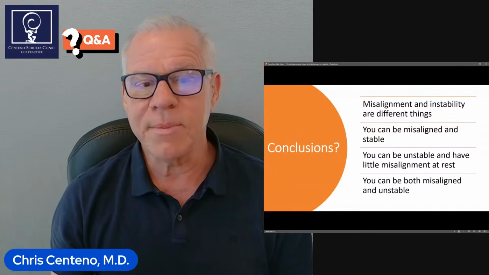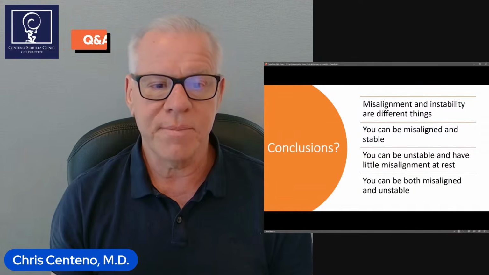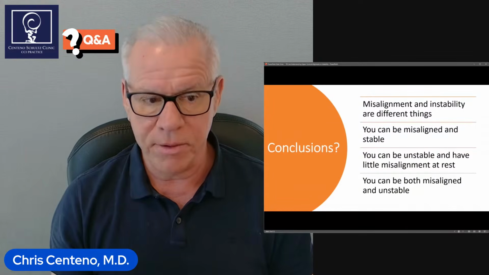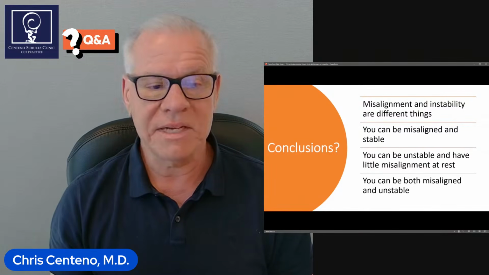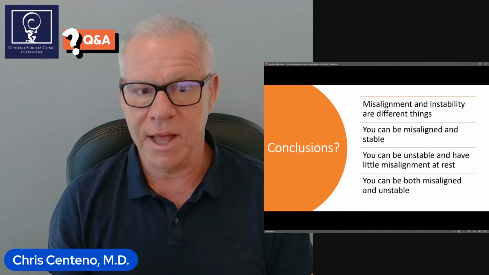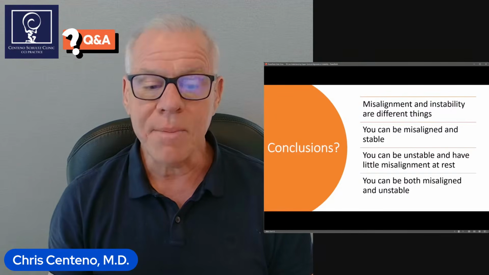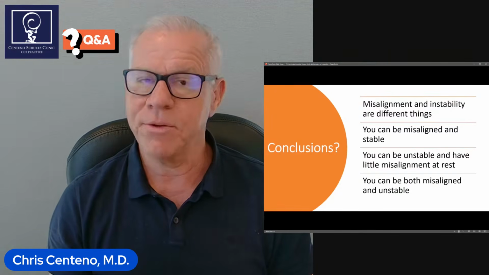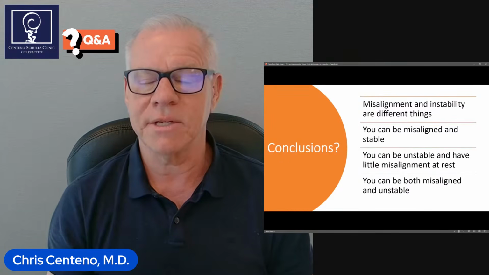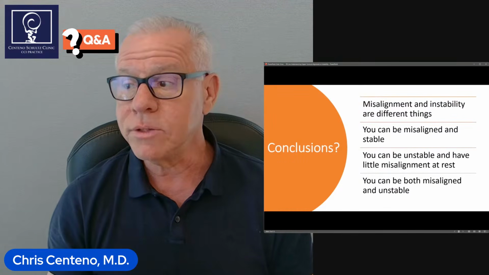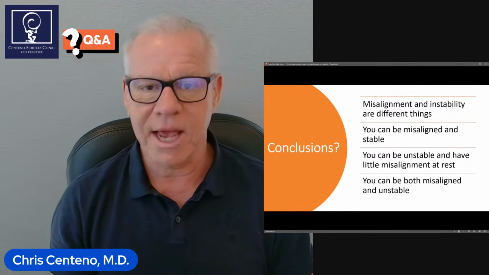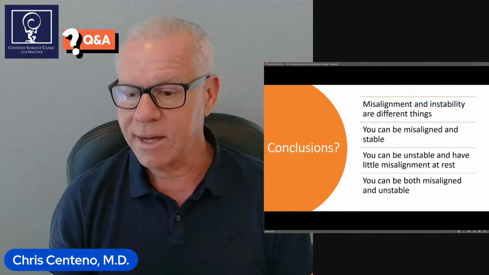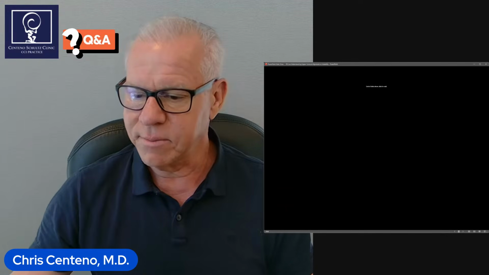So misalignment and instability are different things. You can be misaligned and stable. You can be unstable and have very little misalignment at rest or perfectly aligned. But you can be both misaligned and unstable, but they're not interchangeable concepts like I see them used online. So that's the reason why I wanted to have this little discussion about what these things actually were. I think that's it. So I'll start taking some questions, pretty short one today.